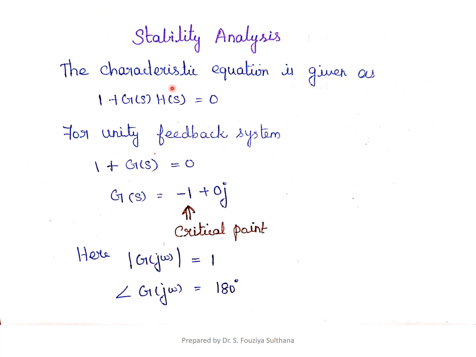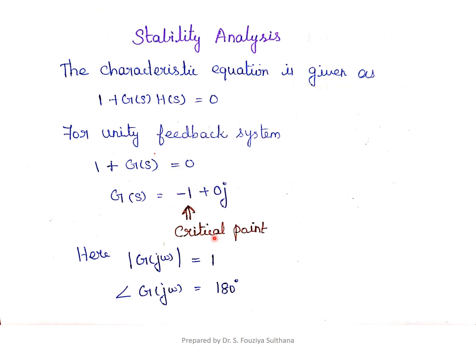To do the stability analysis, first we have to check the characteristic equation. The characteristic equation is generally given as 1 + G(s)H(s) = 0. Here H(s) is the feedback of the system. We consider unity feedback system, so H(s) will be equal to 1. Therefore, the characteristic equation is 1 + G(s) = 0. So G(s) will be equal to minus 1 + j0. This minus 1 we call it as a critical point.